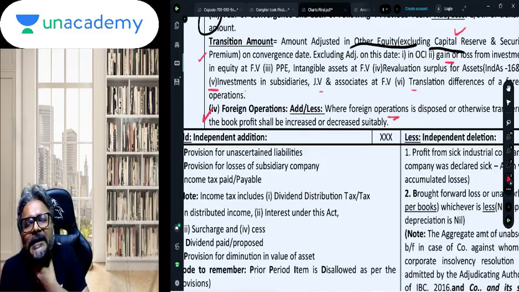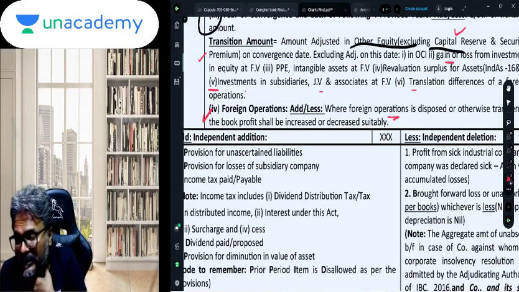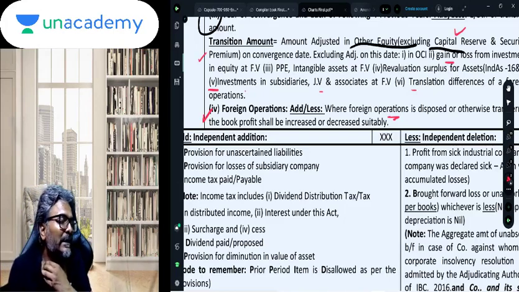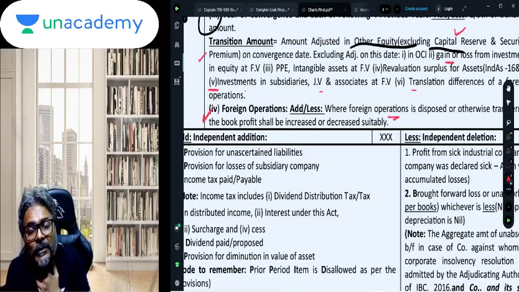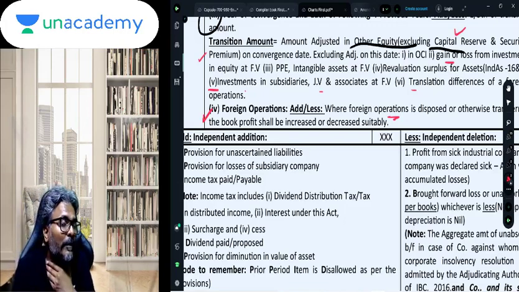The first item is not to include the asset revaluation or the equity investment revaluation unless they are actually disposed of. Second one is about the demerger. In the case of a demerger, because it's a tax neutral demerger, students, the notional gain or notional loss arising at the time of demerger will not be recognized in computing the book profit.